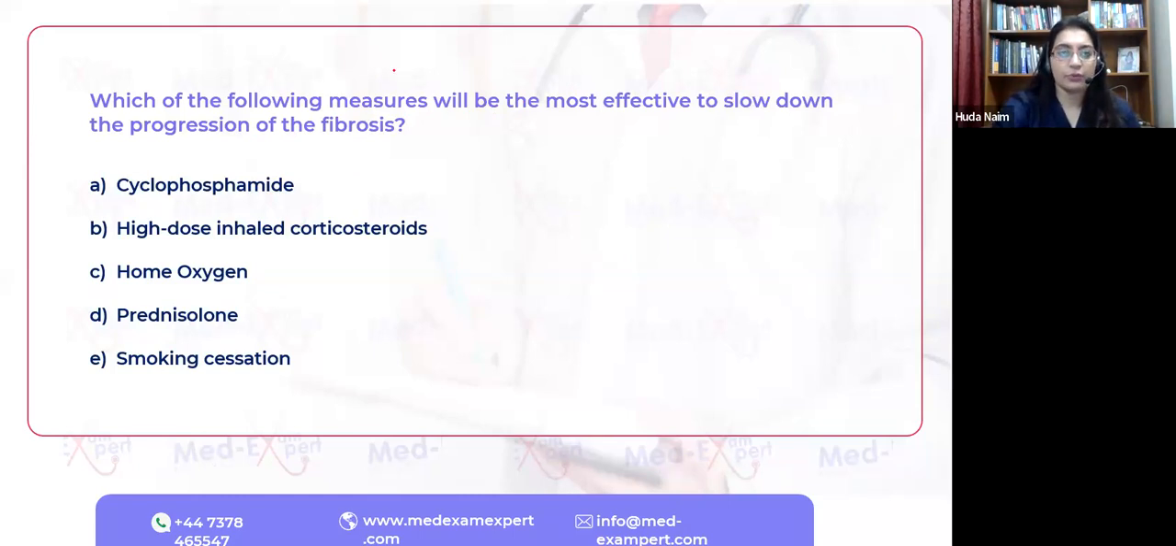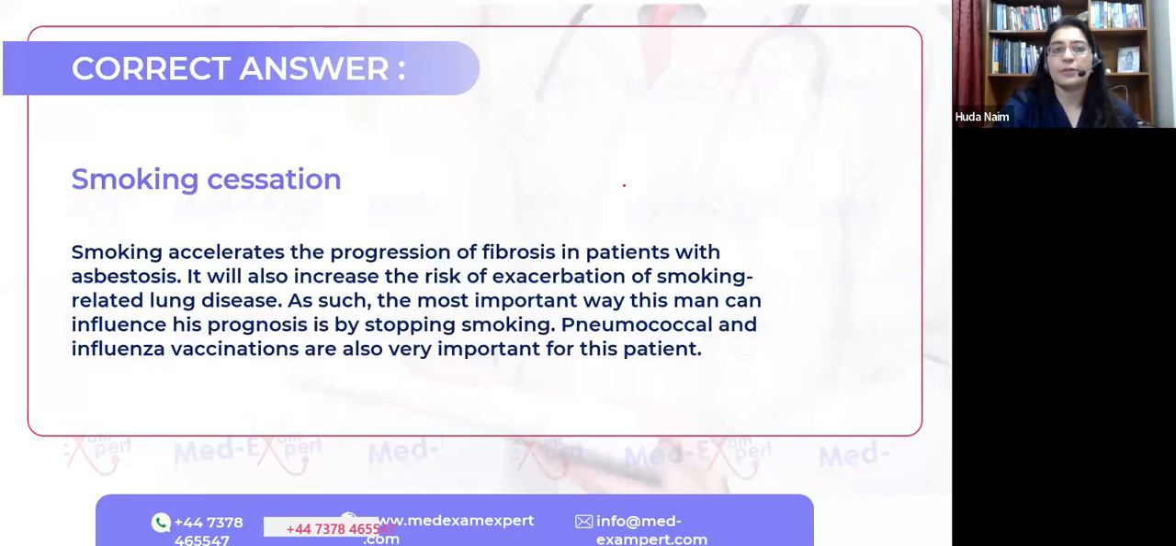Okay, so I'm waiting for all of you to answer so then we can see what the correct answer is. Very good. It's smoking cessation. They're telling you that the patient has COPD, the patient has asbestosis and fibrosis. Smoking will accelerate the progression of fibrosis, and it will also exacerbate the COPD. So if you ask the patient to stop smoking, that would be the best thing that you can do, and that would stop the progression of fibrosis.